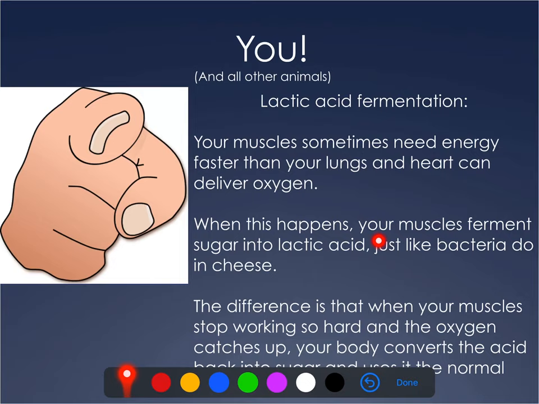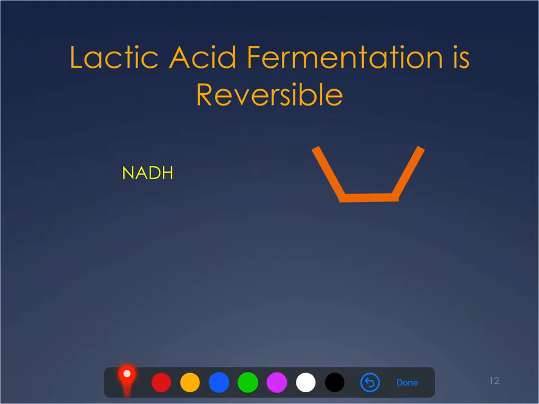And your muscles ferment sugar into lactic acid, but eventually what you have to do is take that lactic acid and turn it back into sugar. Otherwise, it will build up in your body, and this is part of what causes that muscle burn sensation, the buildup of acid in your muscles. And so an important thing about lactic acid fermentation is that it's reversible. This is a very, very good reason why you do lactic acid fermentation rather than alcohol fermentation.